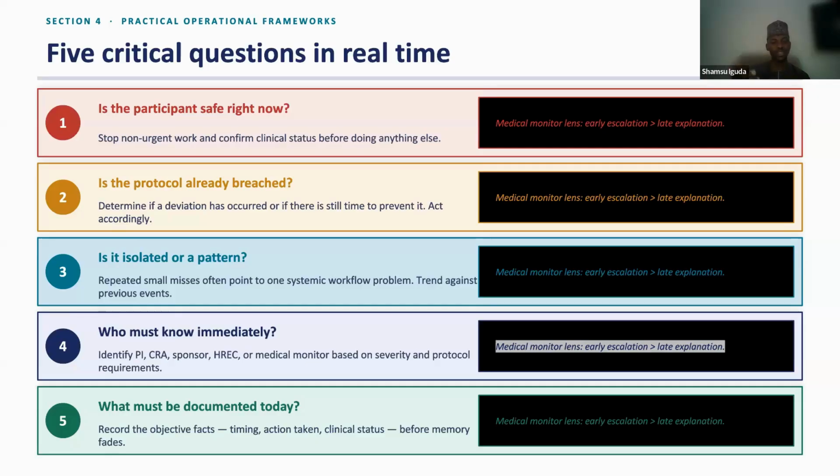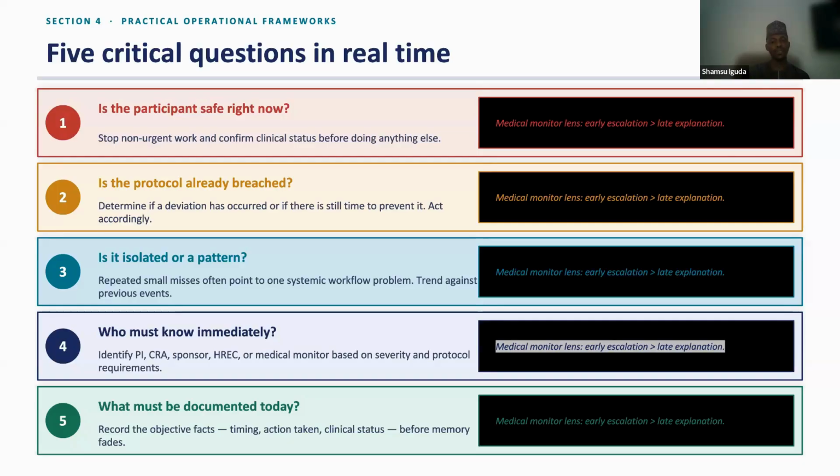Question 2 is, has the protocol already been breached, or is there still time to prevent it? This question distinguishes between a deviation that has already occurred and a near miss that you can still intercept and prevent harm. If a participant is scheduled for a visit that will fall outside the window tomorrow and you realize it today, you may still be able to reschedule the participant.